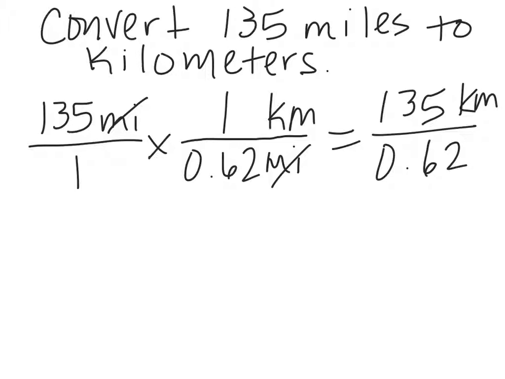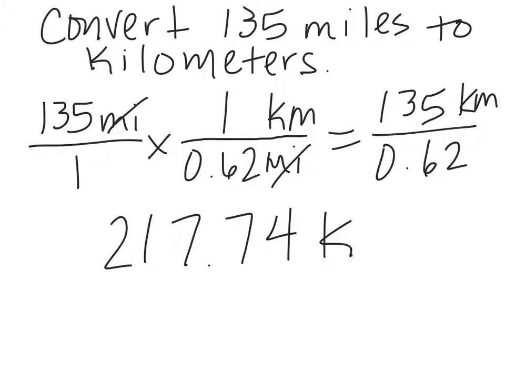In your calculator, punch in 135 divided by 0.62, and the number that you'll get, 217.741935, round to the nearest hundredth. That's 2 digits to the right of the decimal point. So your converted value is 217.74 kilometers. This is the same distance as 135 miles.